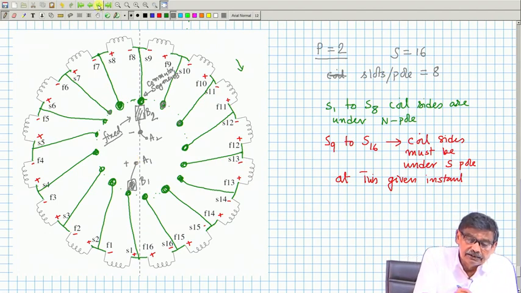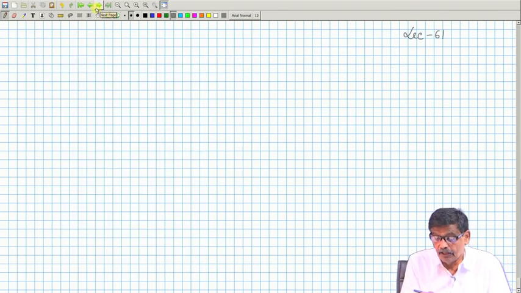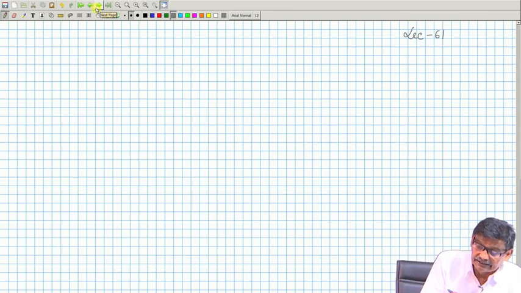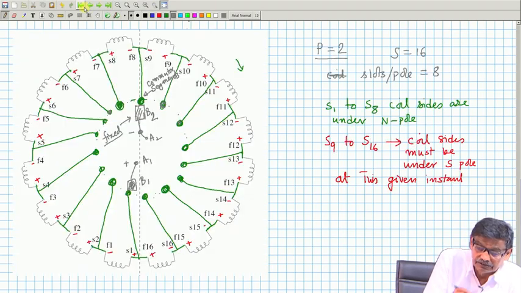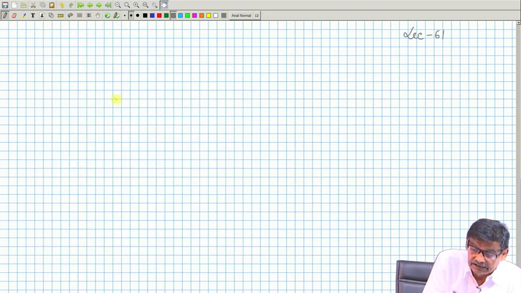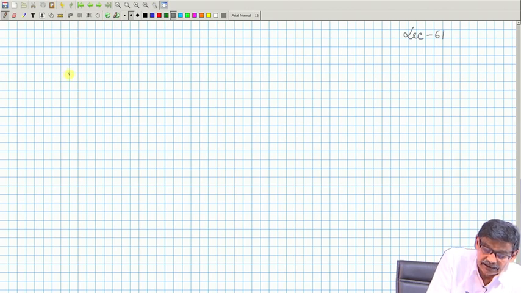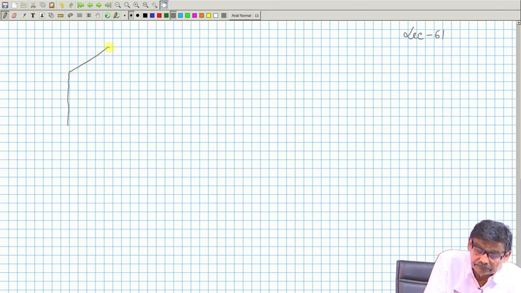Now, let us see how this commutator segment is to be connected. From the junctions you have to drop this one. Now, let us come to this diagram. Suppose this is one coil. Let me draw it in this developed diagram. This is one coil. I will henceforth show it with 2 terminals. It is a multi-turn coil.